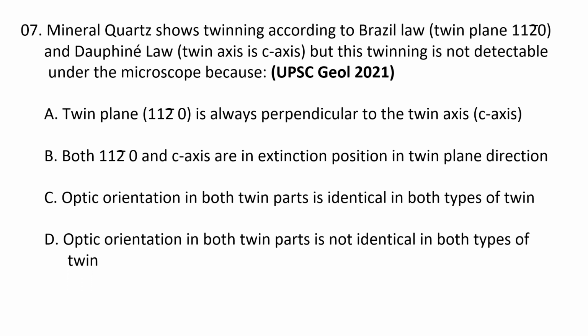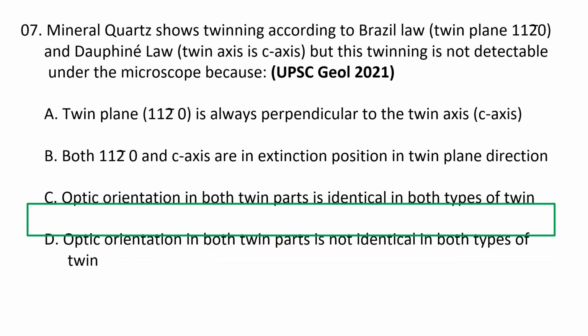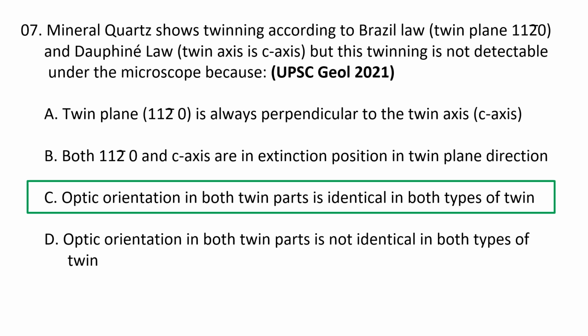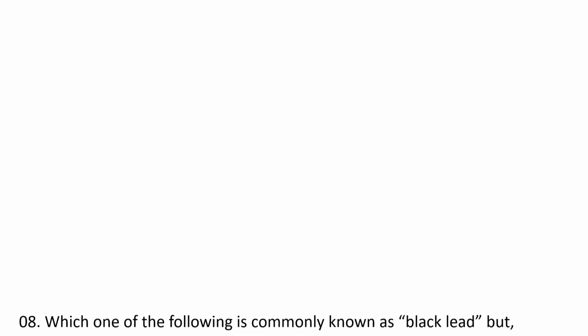So correct answer is C, that is optic orientation in both the twin parts is identical in both types of twin.